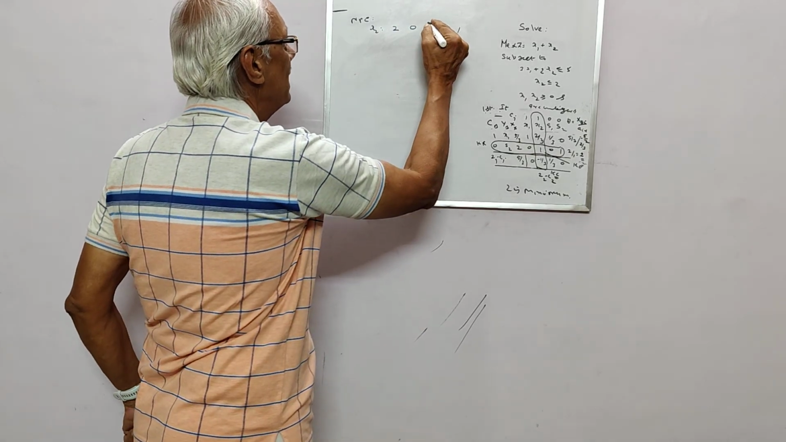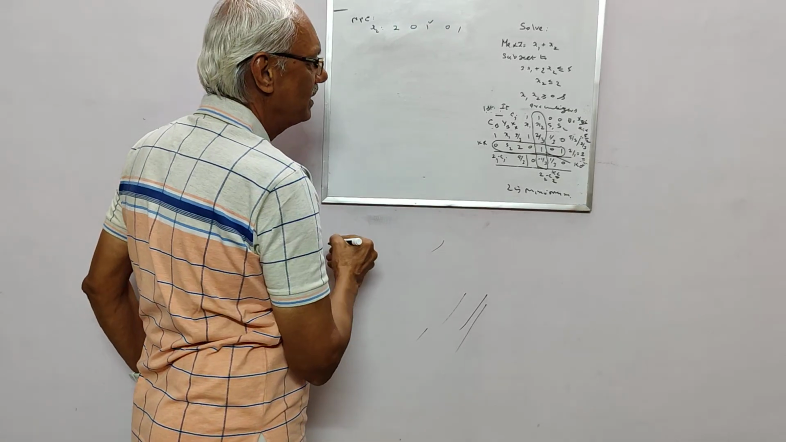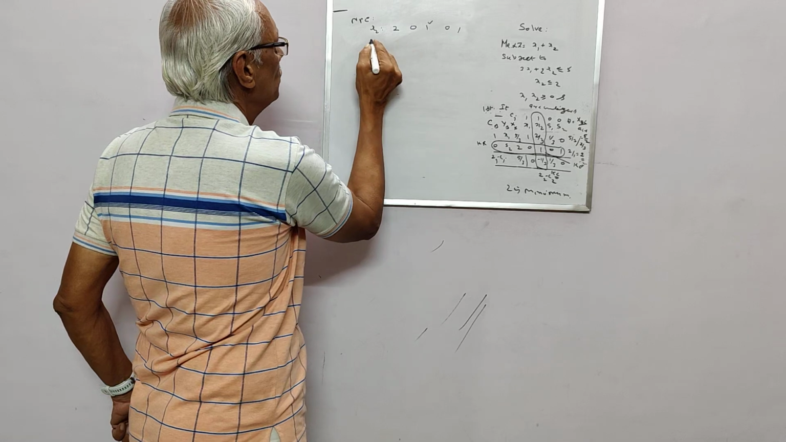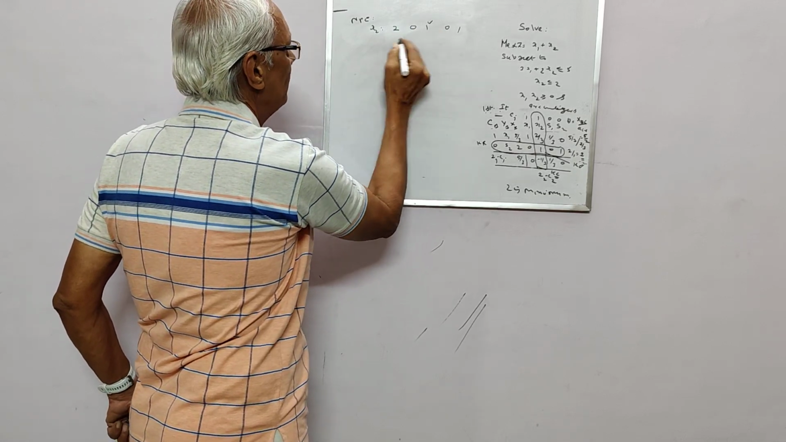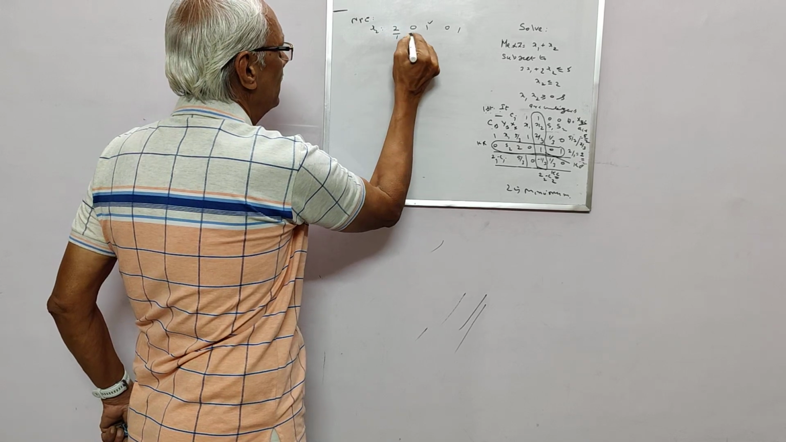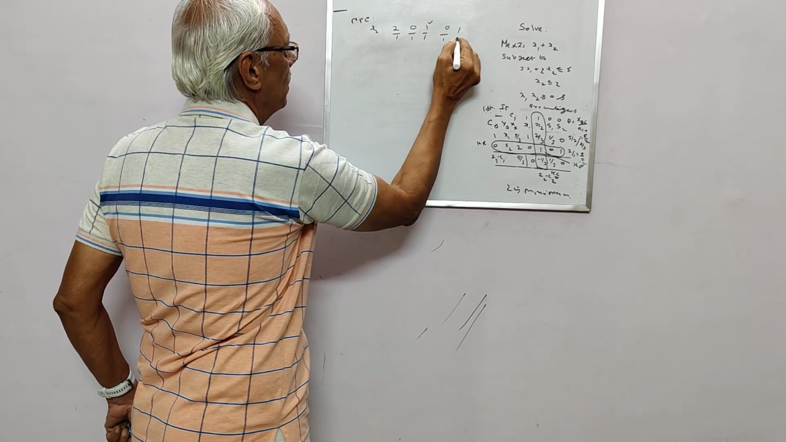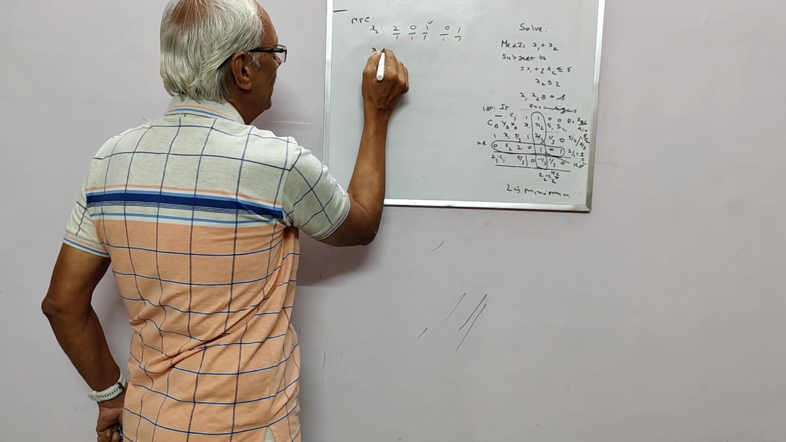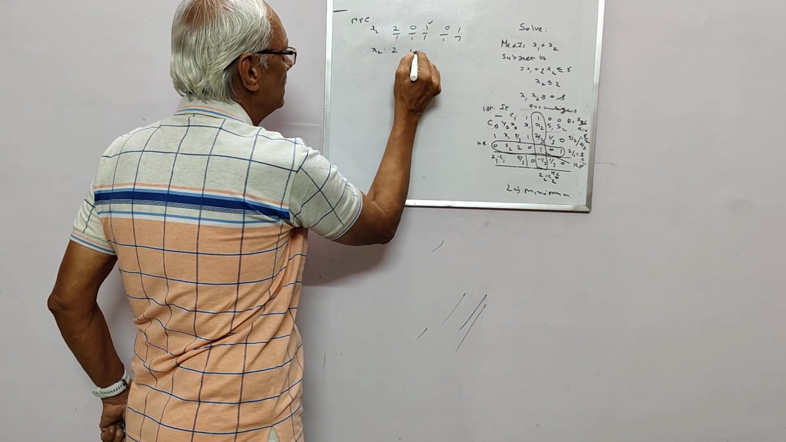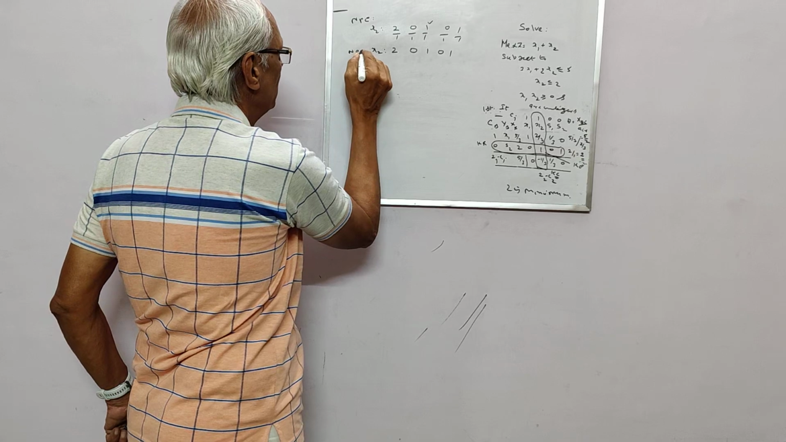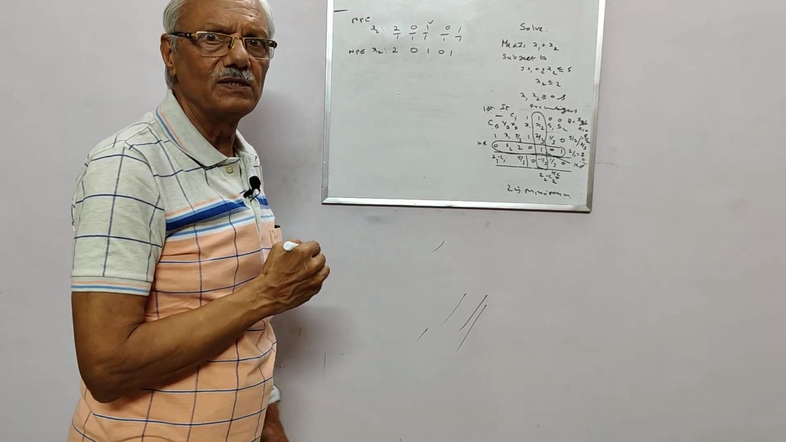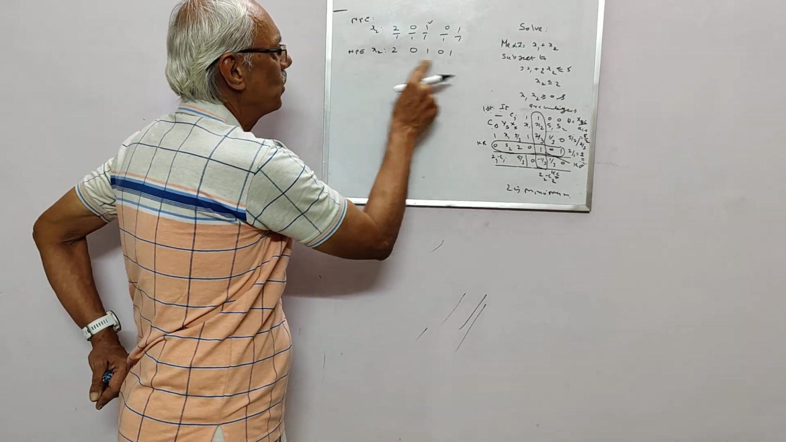Now you see that here the key element is 1. Therefore, what will you do? Divide throughout by 1. 1 1 1 1 1. So what is your X2? It is 2 0 1 0. So this is your new pivot equation. Now this is what we get.